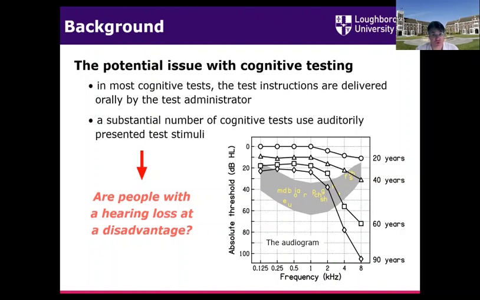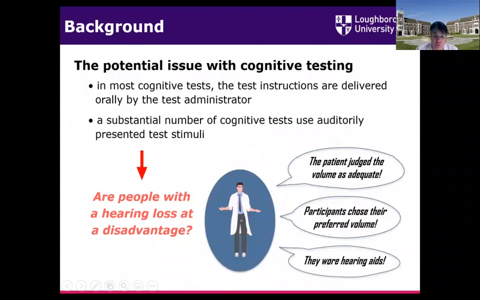When researchers or clinicians are made aware of this potential bias, the sensory bias during a cognitive assessment, the following justifications are often provided in defense. For example, that the patient judged the volume as completely adequate, or that the patient could even adjust the volume, or that the patient was wearing his or her hearing aids. Now, as we'll see later in the presentation, providing amplification to ensure audibility of the test items might not mitigate the difficulties experienced by hearing impaired listeners during cognitive assessment.